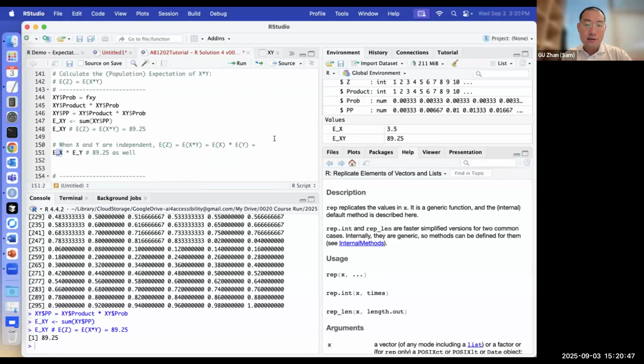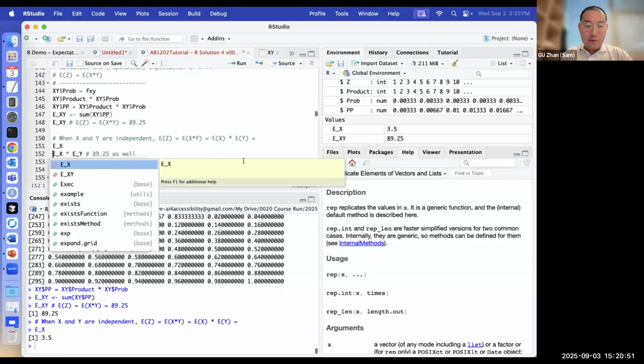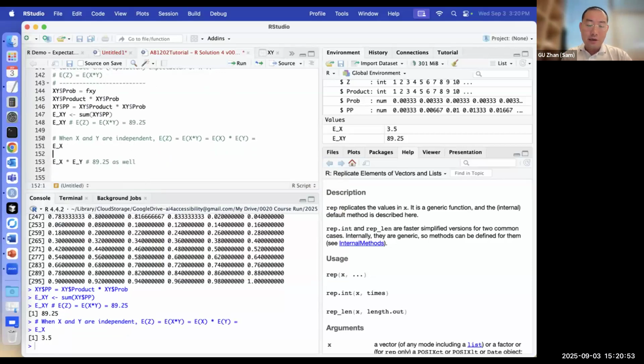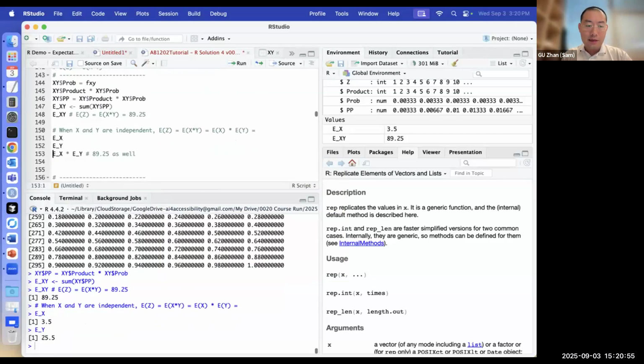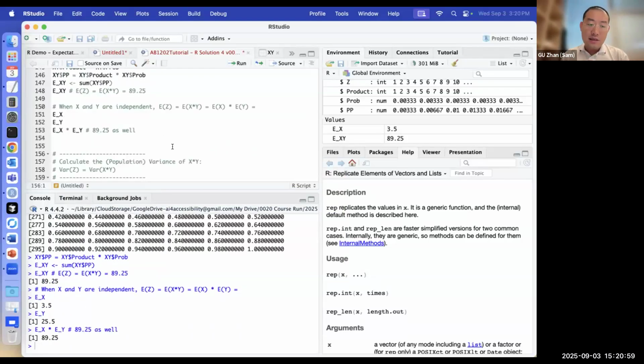Earlier we have used EX. What is the one we calculate? 3.5. Yeah, that's a familiar number. E underscore Y, we run it. It's 25.5, right? So EX times EY happen to be 89.25. Okay, 89.25.